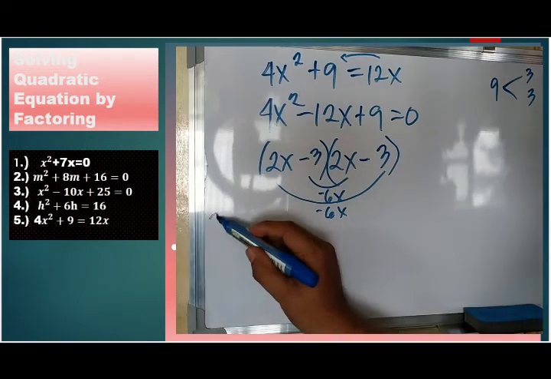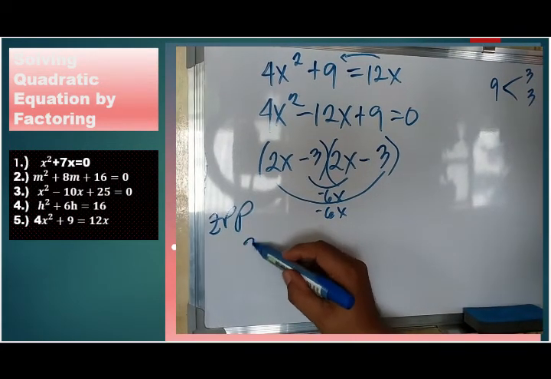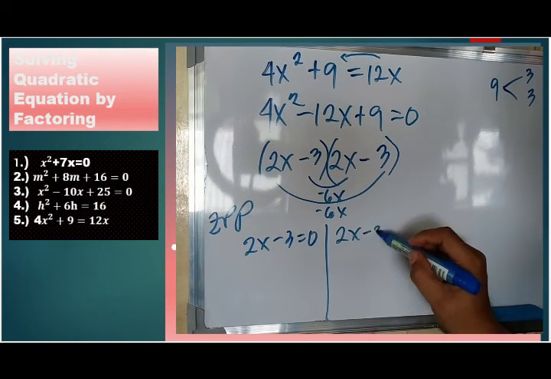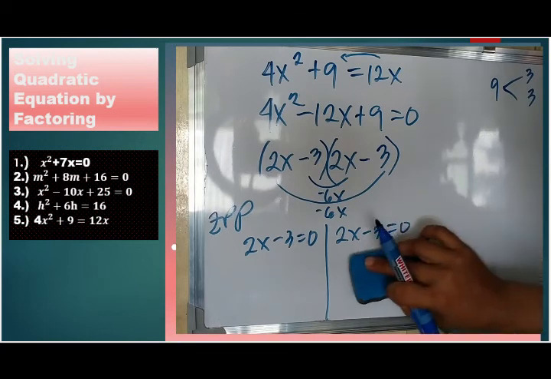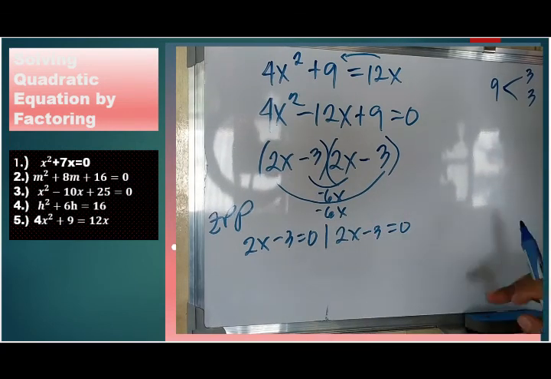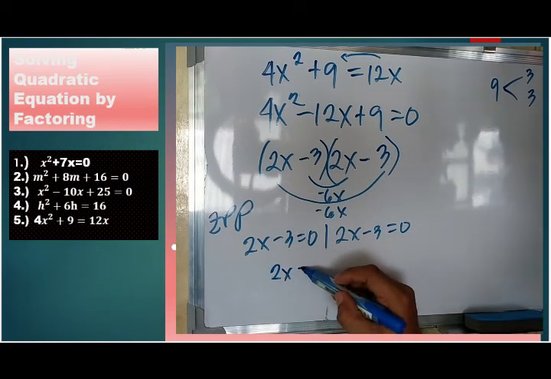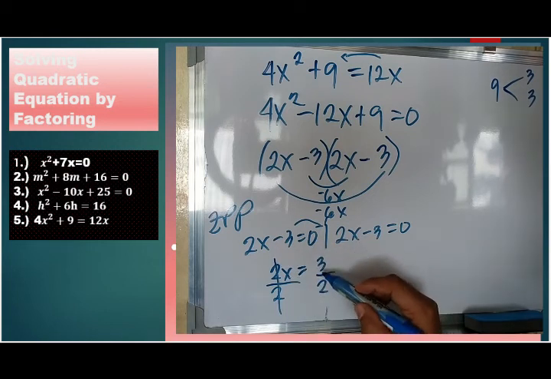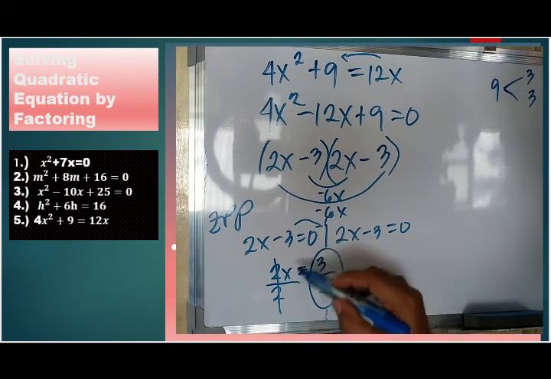So apply ZPP, the zero product property. So you have 2x minus 3 equals 0 and 2x minus 3 is equal to 0. Since they are the same, you will only compute for 1. So you have 2x is equal to 3. Then divide both sides by 2 to get the value of x. So it means that the value of x is 3 over 2.